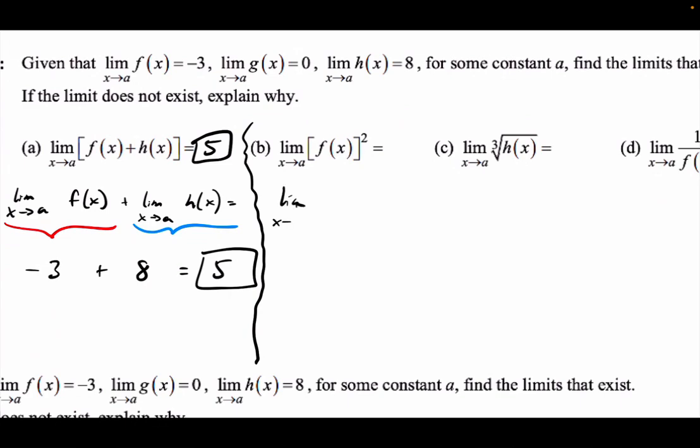So yeah, we're going to find this limit first. According to our answers, it's -3. Now we're going to bring in the squared, so we get +9, right? Yeah, just like that.